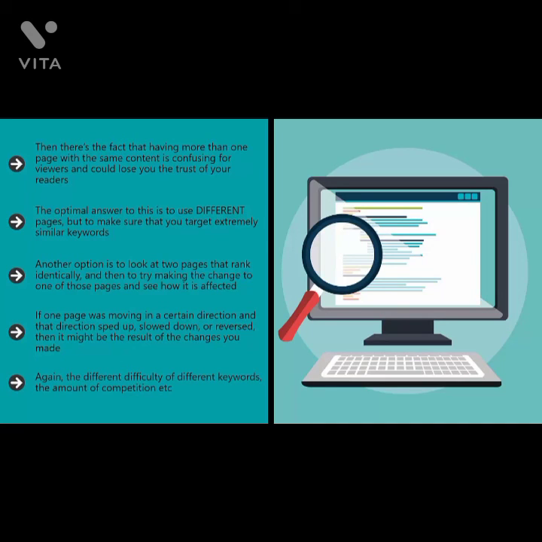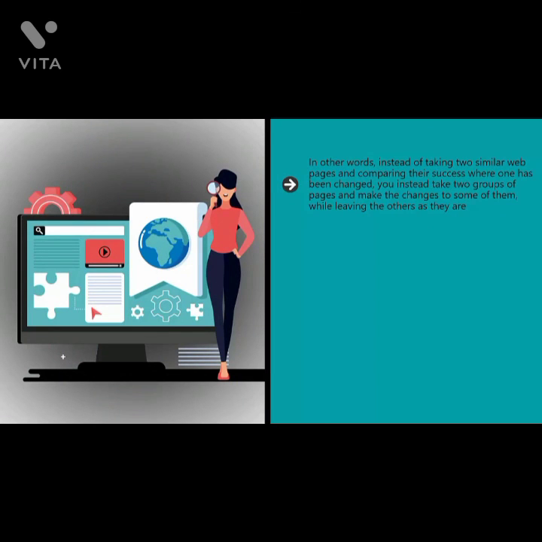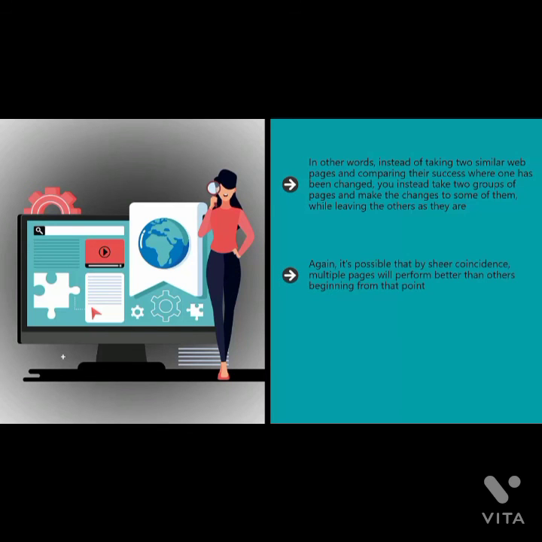Again, the different difficulty of different keywords, the amount of competition, etc., can all impact on your results and potentially skew your findings. But while this might be seen as a problem, it can be mitigated somewhat by simply using as many pages as possible in your test. In other words, instead of taking 2 similar web pages and comparing their success where one has been changed, you instead take 2 groups of pages and make the changes to some of them while leaving the others as they are. Again, it's possible that by sheer coincidence, multiple pages will perform better than others beginning from that point.